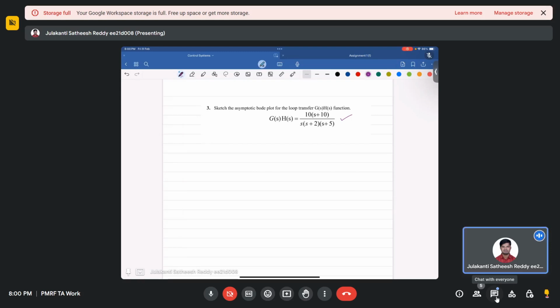Now, what is the first step you need to do? Mostly, we follow standardization. So we replace s equals j omega. Before that, we must represent this as some constant k into 1 plus s t1, 1 plus s t2, and so on, with s to the power p, right? And again 1 plus s g1, and 1 plus s g2, and so on, right?